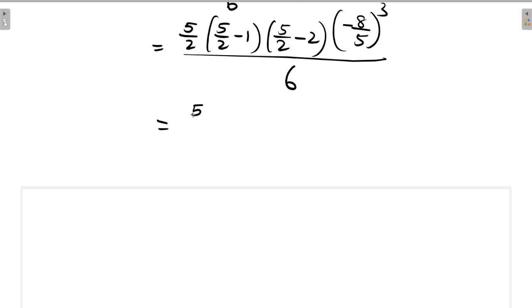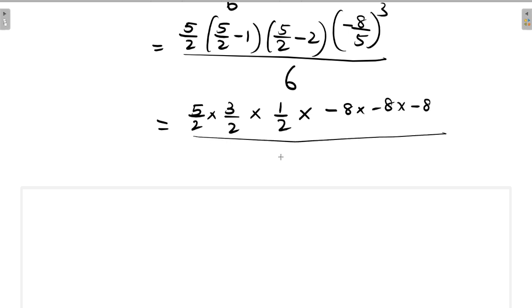So 5 by 2 times 3 by 2 times 1 by 2 times, this numerator is going to be minus 8 times minus 8 times minus 8, the whole divided by 6 into 5 times 5 times 5. Now we are going to cancel the equal terms, that is the common terms. One of the 5 is cancelled.